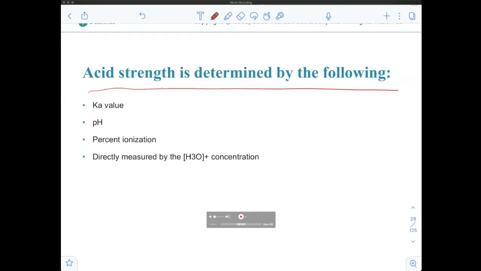Yes. So acid strength is determined by the following, right? And these are when we're dealing with calculations. Of course, you have the across the period rules, down the group rules, but when you're dealing with the calculations, we tend to determine acid strength by comparing the Ka value. We just said the higher the Ka value, the stronger the acid.